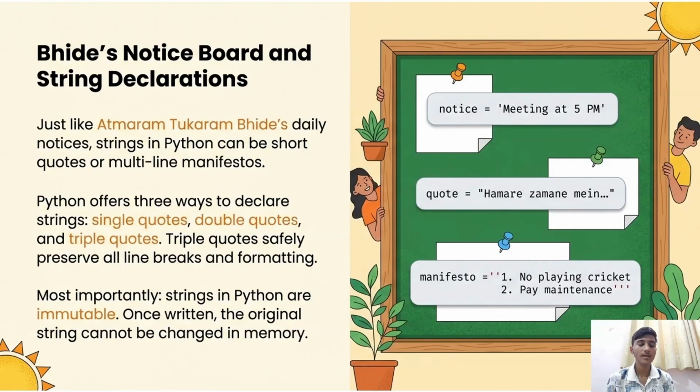Before moving forward, the important point is that strings in Python are immutable, as I told you earlier. So once they are written, the original string cannot be changed in its memory. And these are the examples in single, double, and triple quotes. So let's move forward.